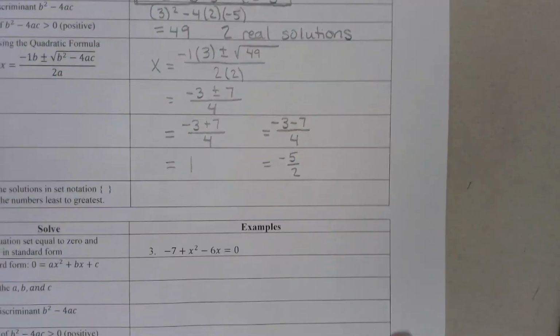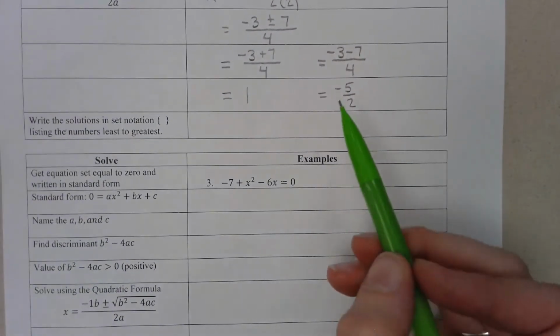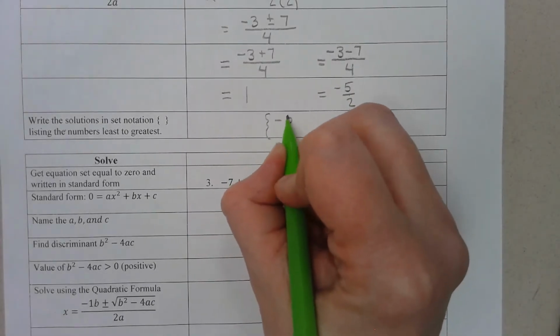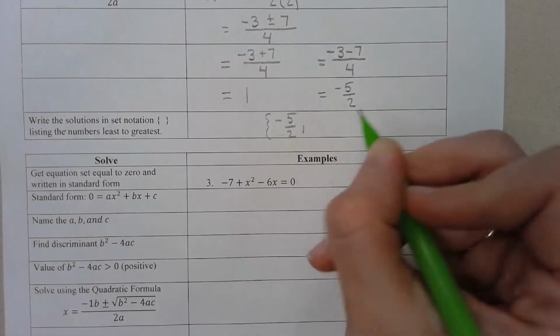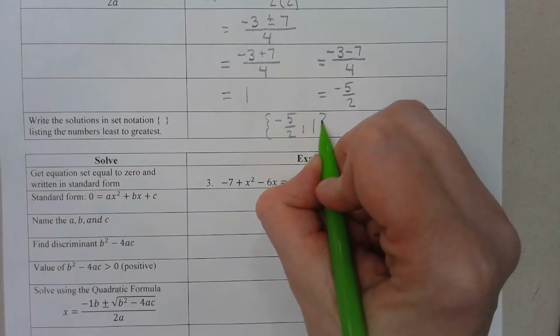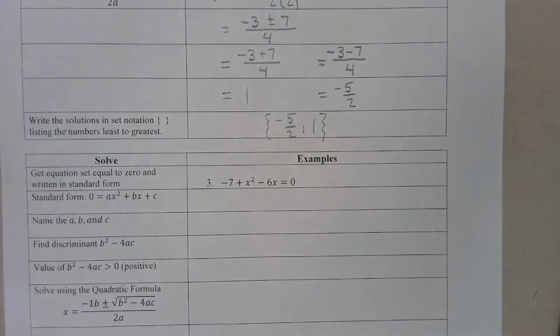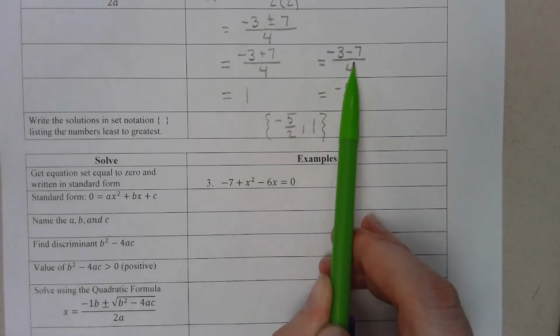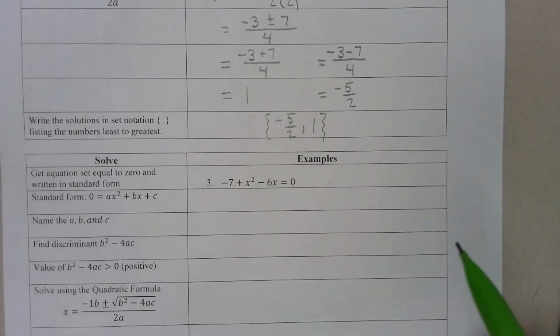Let's now finish by writing our answers in set notation. We do put those least to greatest. So negative 5 halves, or the decimal would be fine, and then 1. By the way, I do want to mention when you do your plus or minus, if you want to do the minus first, that way they're already in least to greatest order, that is something that might help you get your set notation correct.